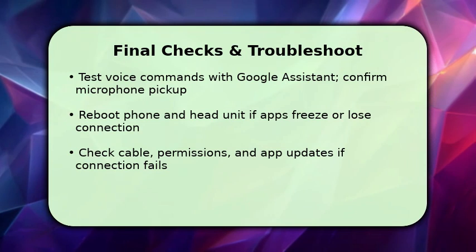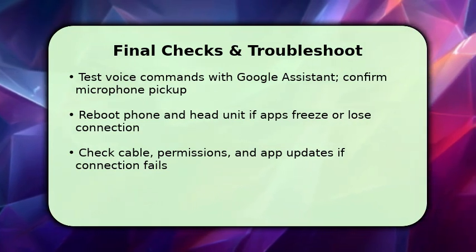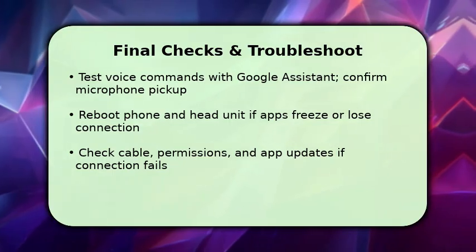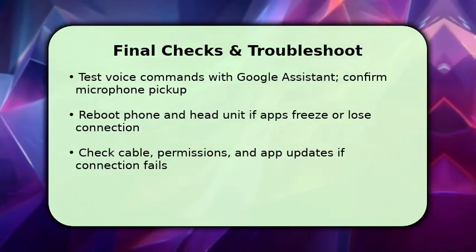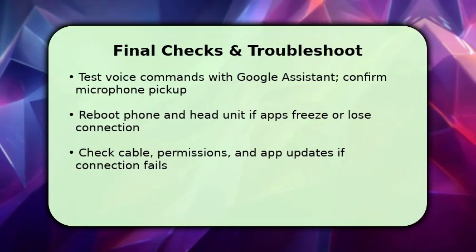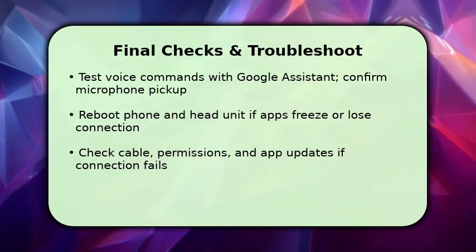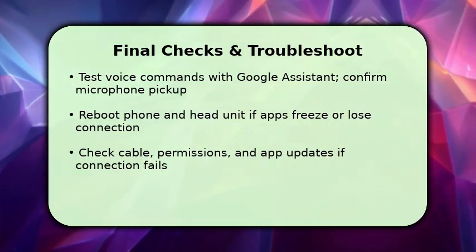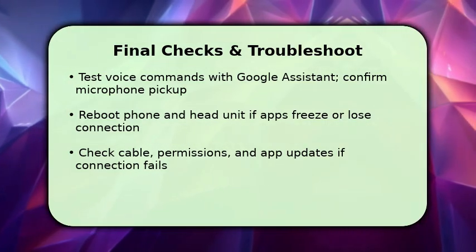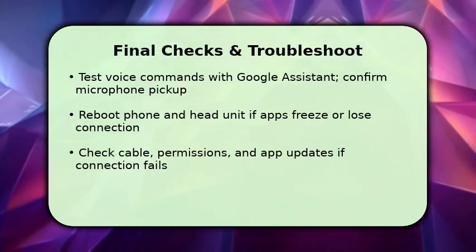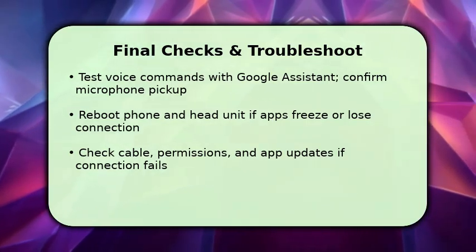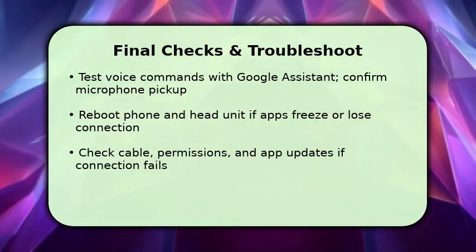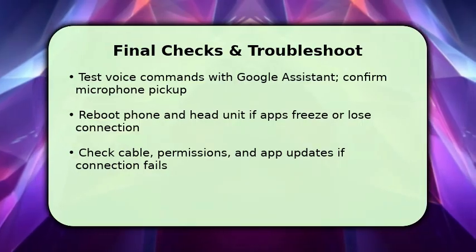Finish by testing key functions. Use Google Assistant for navigation and hands-free calls and confirm the mic picks up your voice clearly. Make a short drive and verify maps reroute and media controls respond. If something goes wrong, reboot both phone and head unit first. That resolves most glitches. If problems persist, swap the USB cable, recheck permission settings, and update the Android Auto app and phone OS. One key troubleshooting tip: clearing the Android Auto cache often restores stability when connections fail.